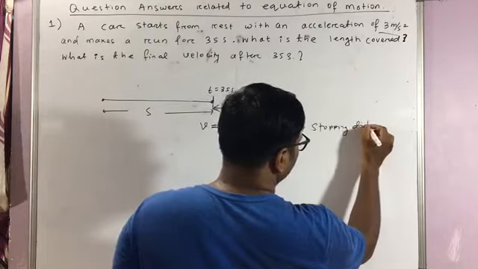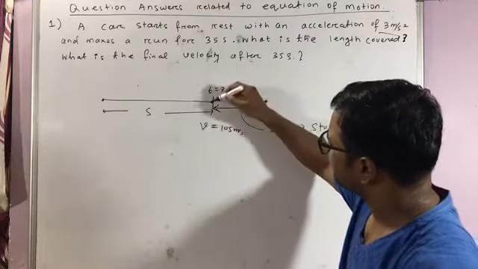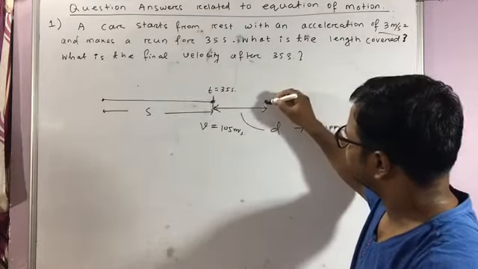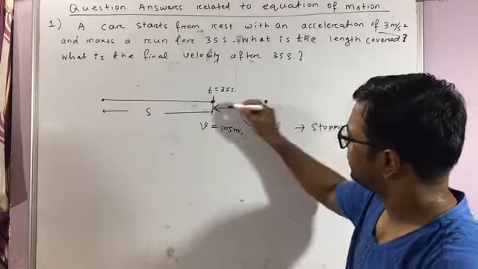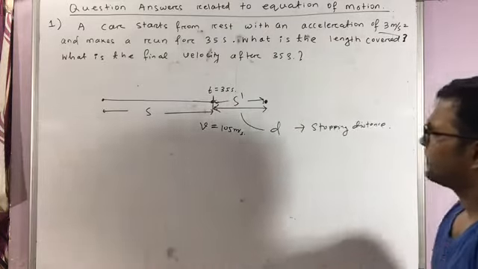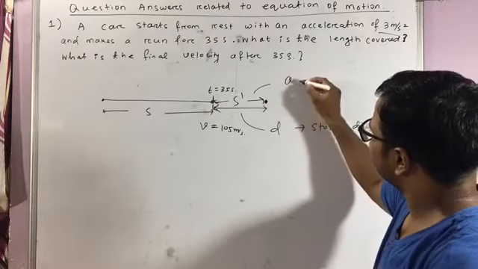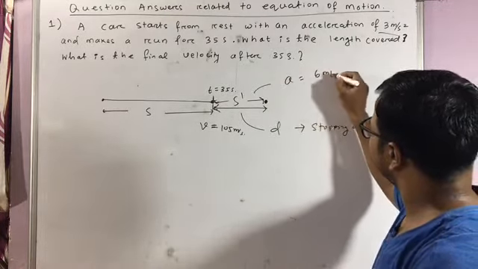Stopping distance. Try to understand. At this point I have applied the brake, but the car will come to a stop at some point, so it will move some distance, let's say that is s dash. Here the acceleration is given, it is 6 meter per second square.